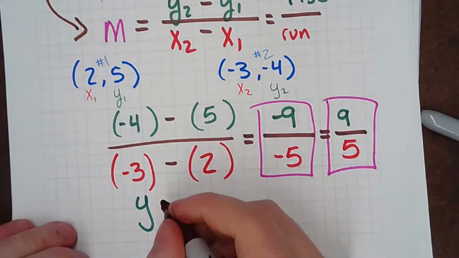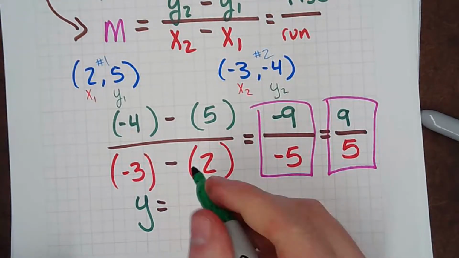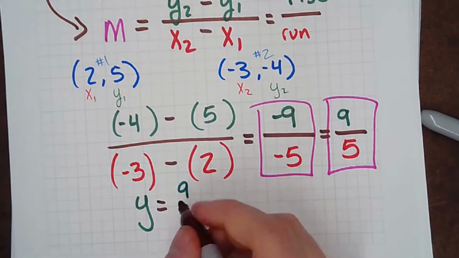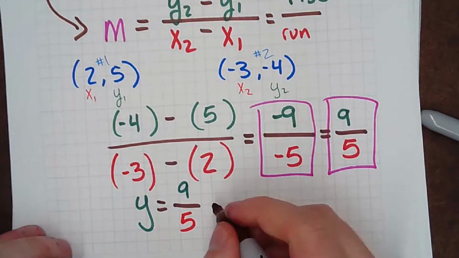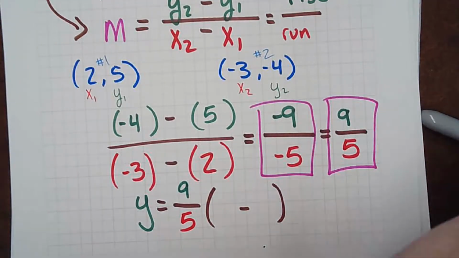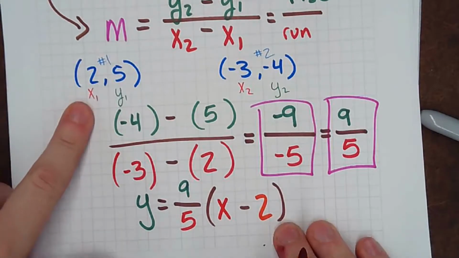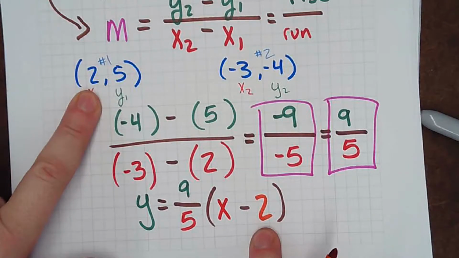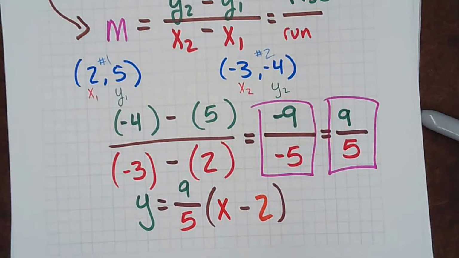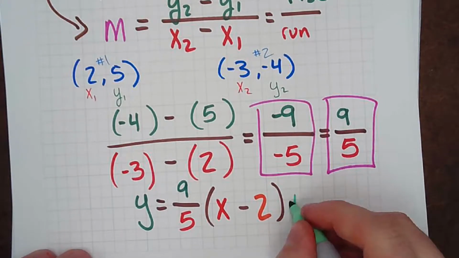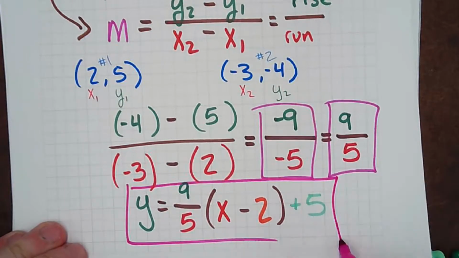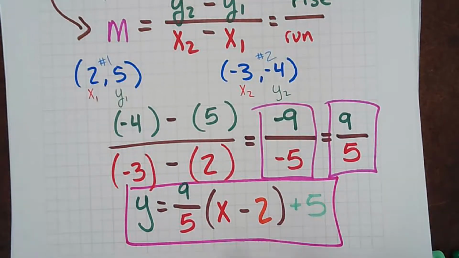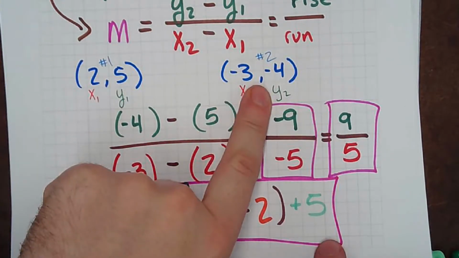So I get y equals 9/5, our newly found slope. Again, you could write 9 over -5 if you wanted, but I'm going to keep it as positive as possible. Then inside the quantity, we have x minus 2, because the coordinate we chose from the beginning, this one right here, has a 2 there. So it's minus whatever this is, minus 2. And then it's plus whatever this is, which in this case is plus 5. So there is the final version of our equation. It's an equation that goes through (2, 5), and it also goes through (-3, -4).